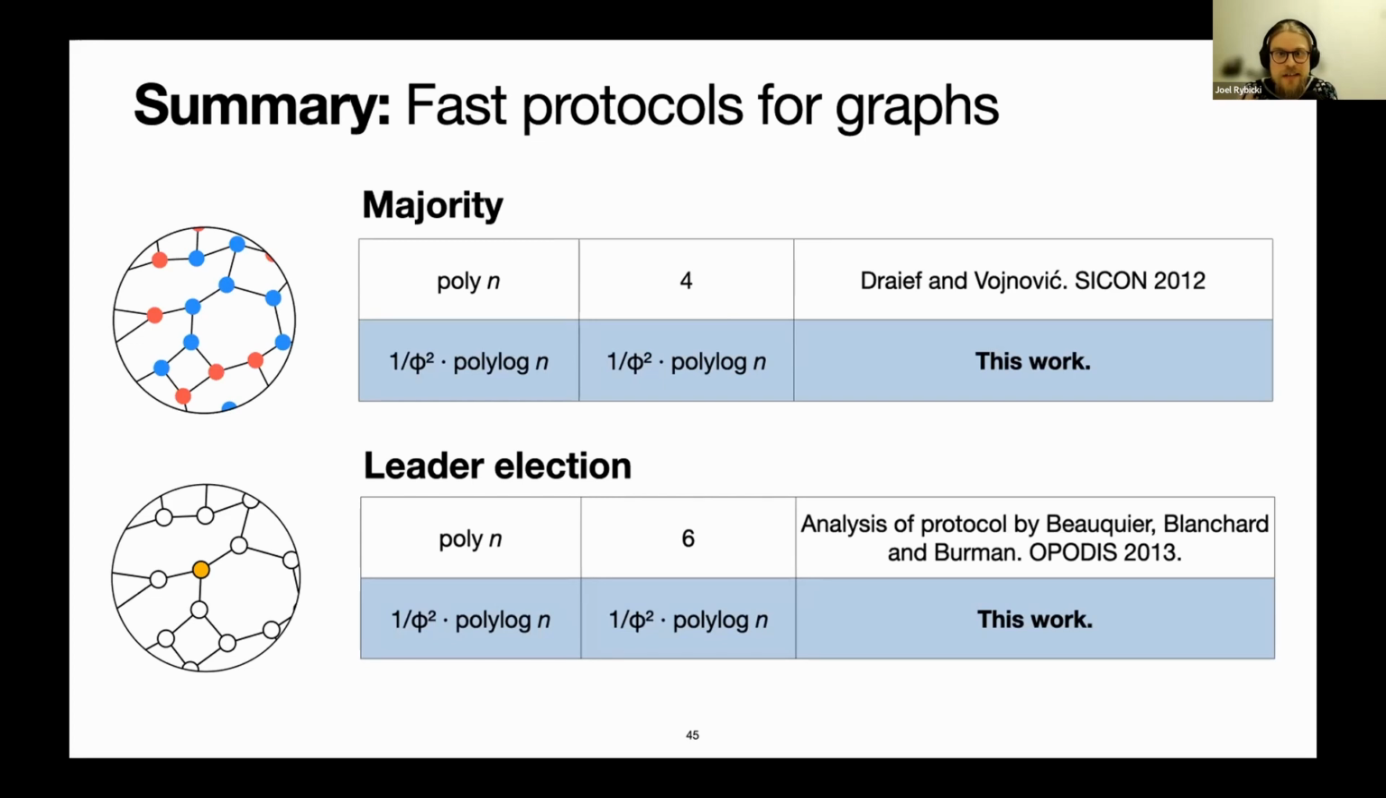The main challenge is to get a nicely behaving phase clock in the case of highly irregular graphs. And we also assume that the nodes have access to a single random bit per interaction. Now, again, it seems likely that one can get rid of this assumption by designing a synthetic coin for the case of graphs, but we don't have it yet.